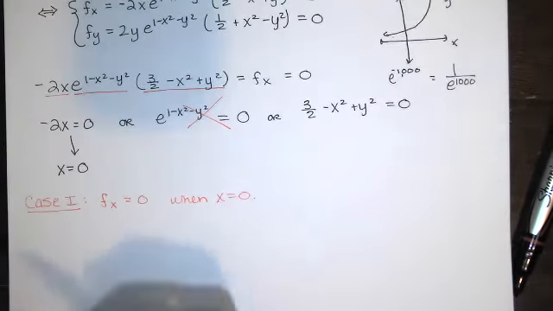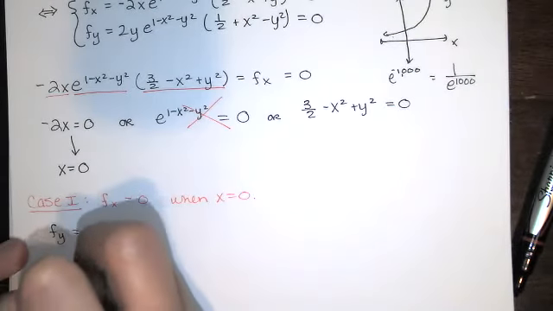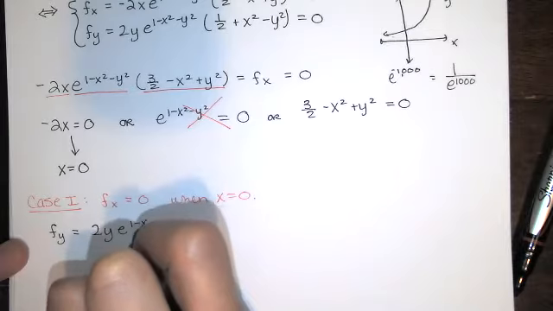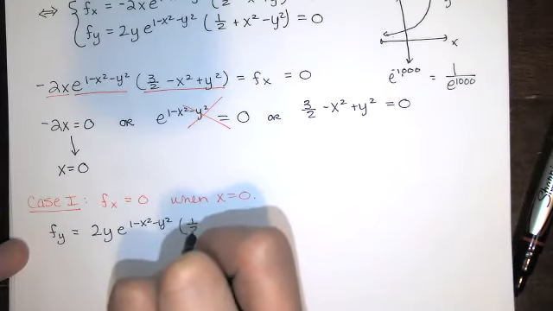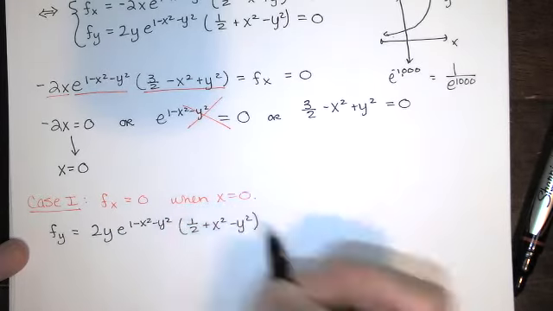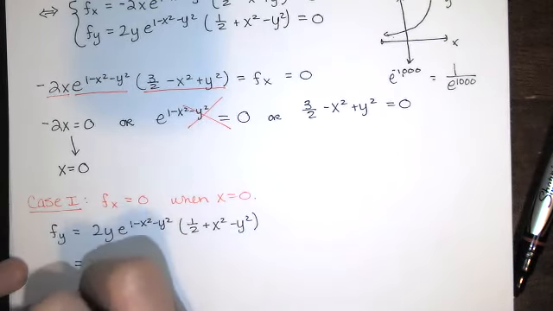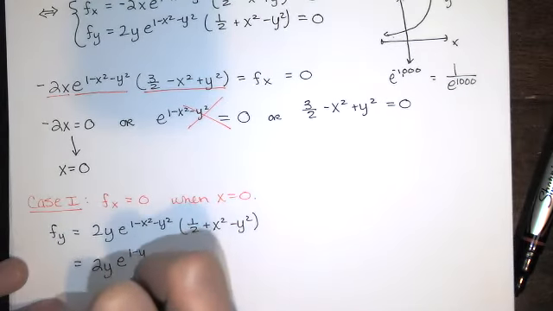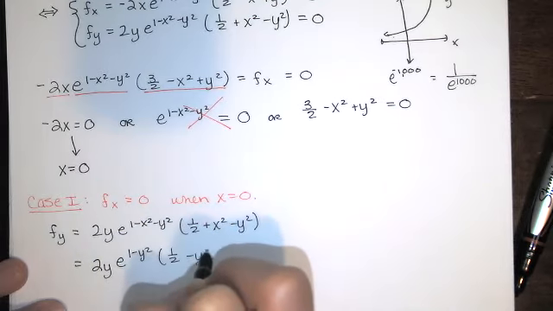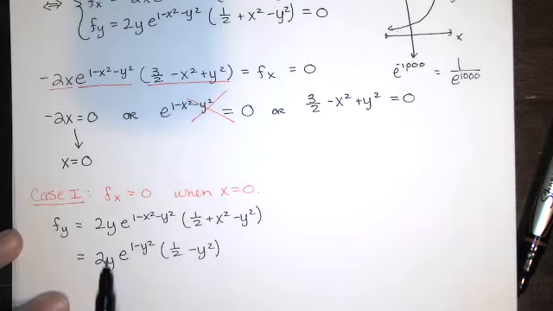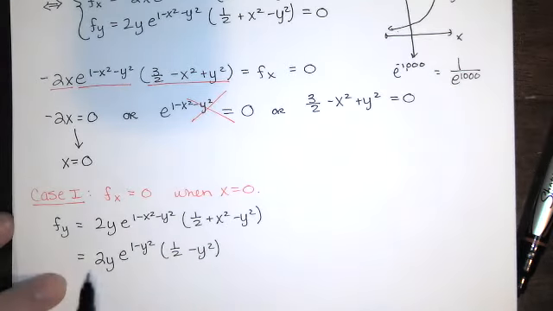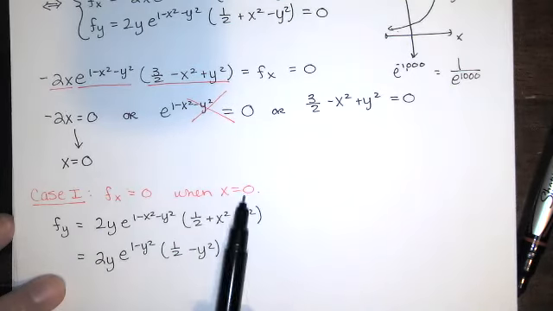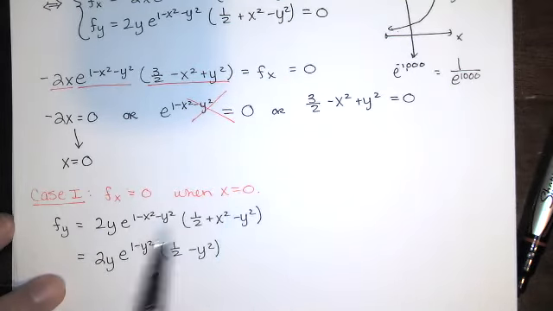Now, we need the partial of f with respect to y to be 0 at the same time. So we will have this. That's our partial of f with respect to y. And this is equal to 2y times e to the 1 minus y squared times 1/2 minus y squared when x equals 0. So that x is 0 and that x is 0. So the x's are gone and we're left with this. So okay, you say to yourself, this has to be 0, and it is if x equals 0. And if x equals 0, the partial of f with respect to y is equal to this.